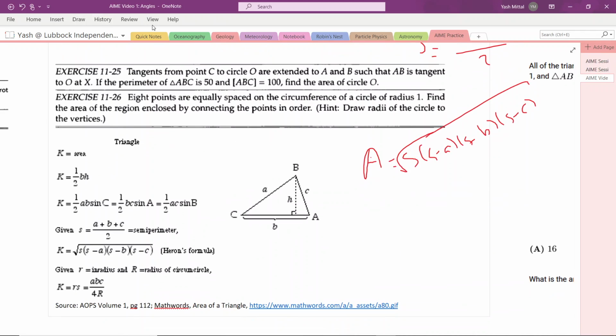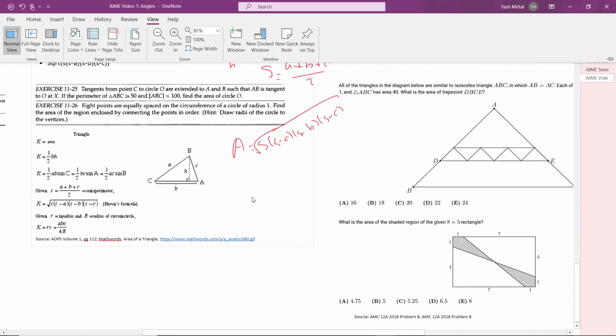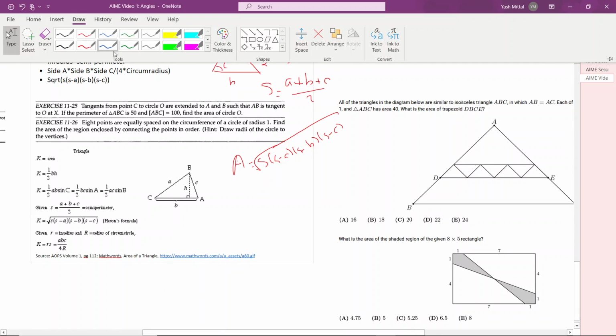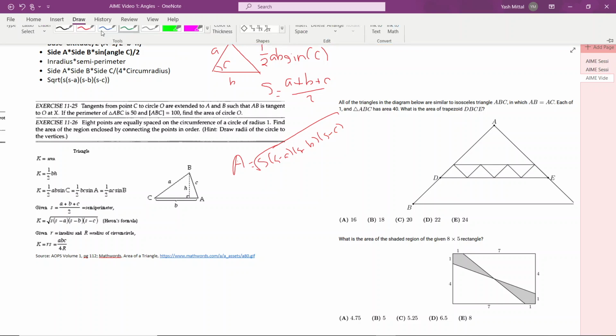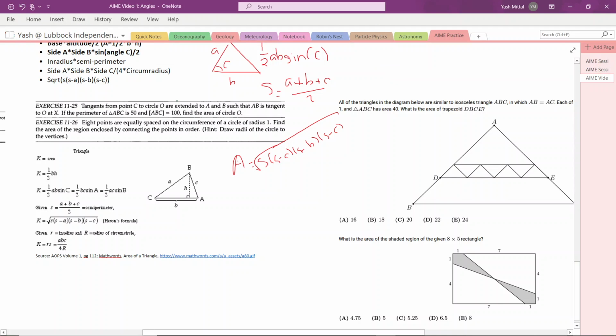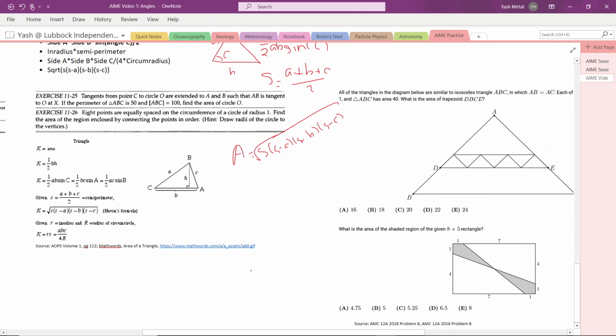Alright, this is really confusing. I have no idea what it's talking about. So let's get into it. I won't be solving the entire thing. Actually, I might. But actually, no, I won't. I'll let you guys figure it out from there, but I'll be showing you how these formulas can be applied. So we have tangents from point C to circle O are extended to AB, so AB is tangent to O at X.